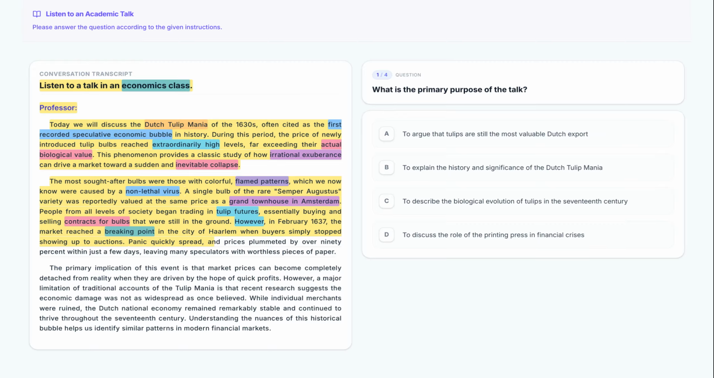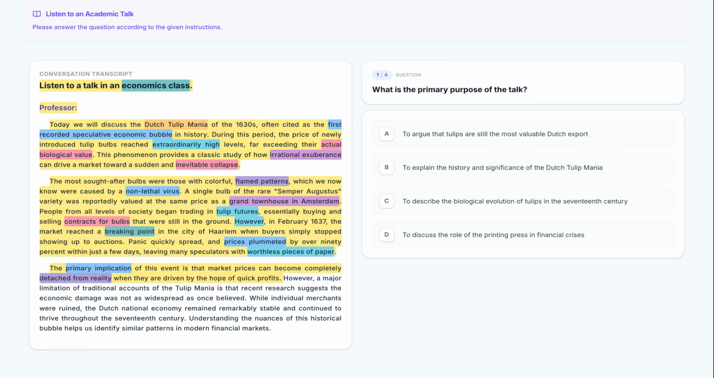Panic quickly spread, and prices plummeted by over 90% within just a few days, leaving many speculators with worthless pieces of paper. The professor describes the aftermath using prices plummeted, illustrating how speculators were left with worthless pieces of paper instead of wealth. The primary implication of this event is that market prices can become completely detached from reality when they are driven by the hope of quick profits. The lecturer concludes that the primary implication is the danger of prices becoming detached from reality due to the hope for quick gains.